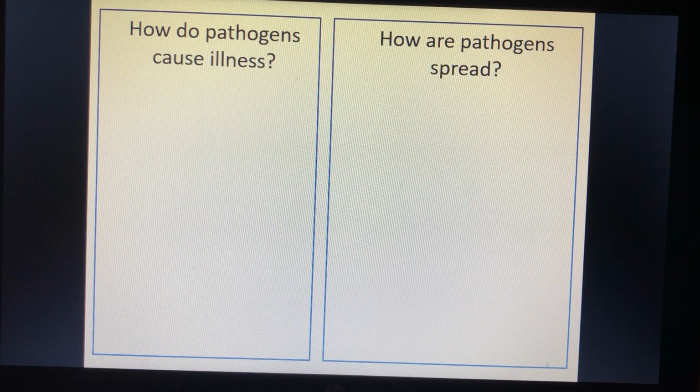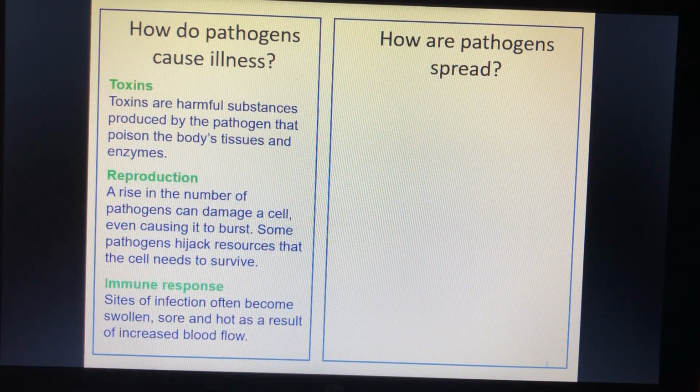So how do pathogens cause illness? We've said about those toxins already. So they are harmful substances that poison the tissues of the body and need to be removed from the body. We've got reproduction, so this rapid reproduction, bacteria doubling around about every 20 minutes, and cause an immune response. Okay, this is where the white blood cells are going to get involved. Okay, this is if we've got maybe a cut that's been infected, it will become swollen, warm, and there'll be increased blood flow to that area.